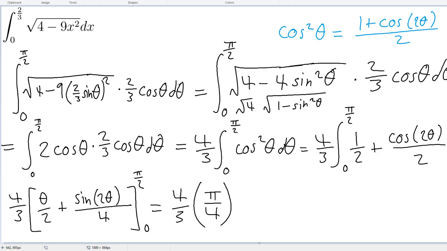So then this is our answer. 4/3 times pi over 4. The 4 cancels out. And then so our answer is pi over 3. Very simple. Okay. Cool. Last one.